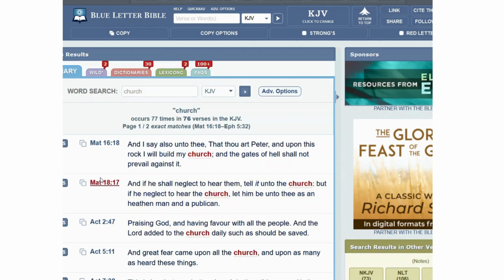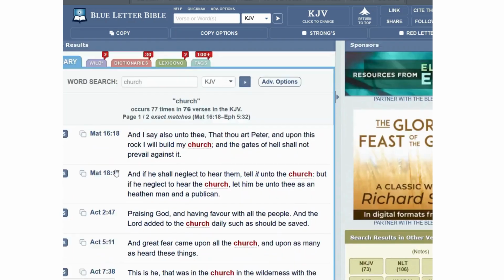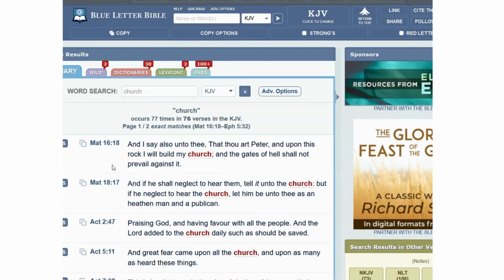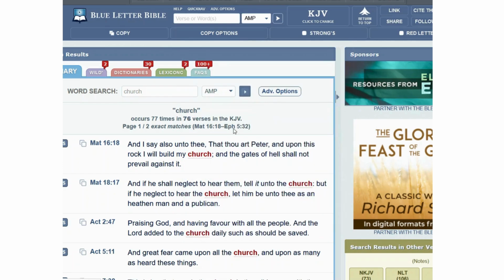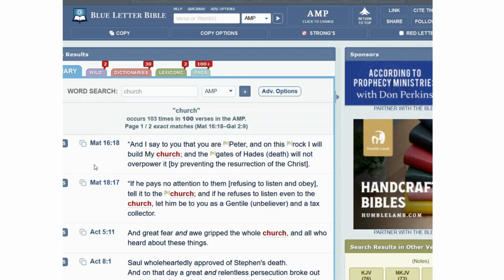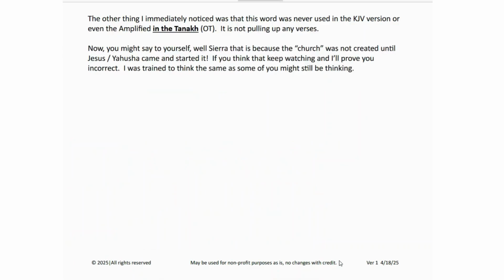The other thing I want you to notice is that the very first verse and the results are all in the Brit Hadashah, the New Testament. There's no Old Testament Septuagint references being pulled up here. And if I switch this to the Amplified, we're going to see the same results. It's starting in the Brit Hadashah. Now that's something else I want you to notice.